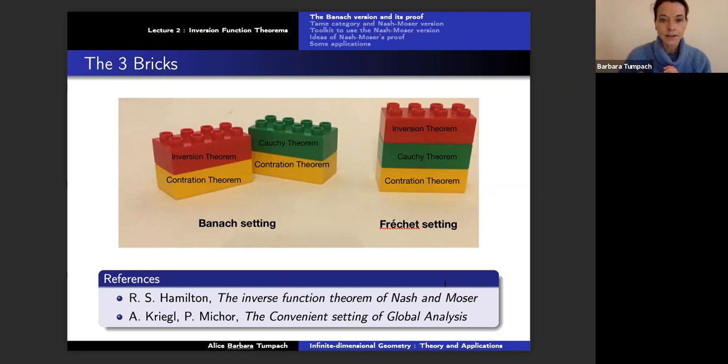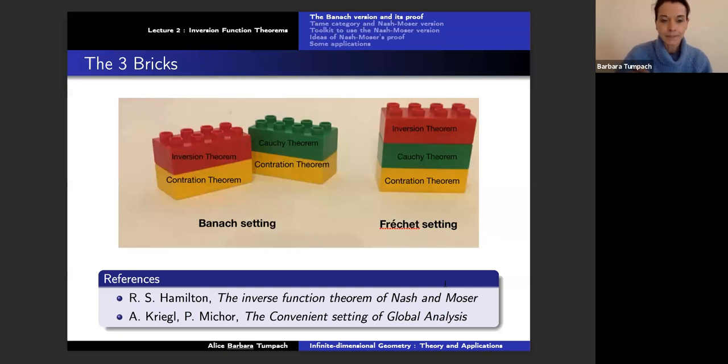On the other hand, in the Banach setting, we can prove the Cauchy theorem, which is the green brick here. So the Cauchy theorem also sits on the contraction theorem. This is in the Banach setting. And in the Fréchet setting, the bricks are built one on top of the other. So the Cauchy theorem enters the play in the proof of the Nash-Moser theorem. My goal today is to explain how the Cauchy theorem enters the play and how it makes the proof of the Nash-Moser theorem work.